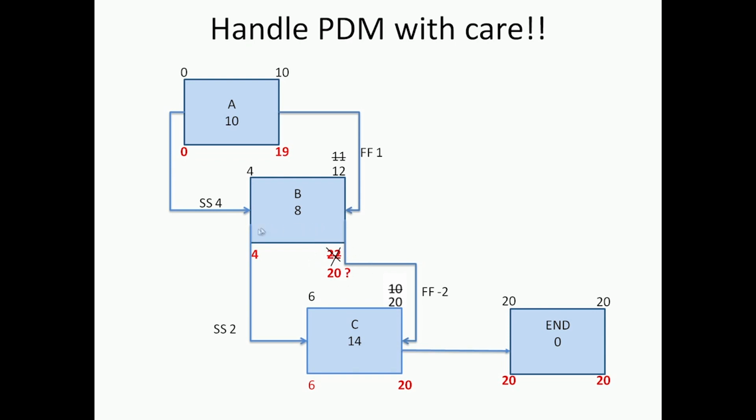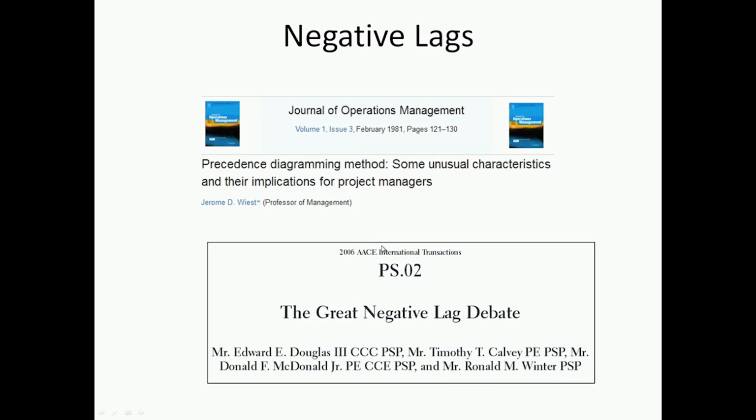This kind of issue has been discussed quite a bit in PDM literature, and this whole business of negative lags has got a lot of attention, and there are a lot of publications on this. You can see the first publication from the Journal of Operations Research, saying precedence diagramming method, some unusual characteristics and their implications, highlights these issues. Or another publication here from AACE, this is called the Great Negative Lag Debate.